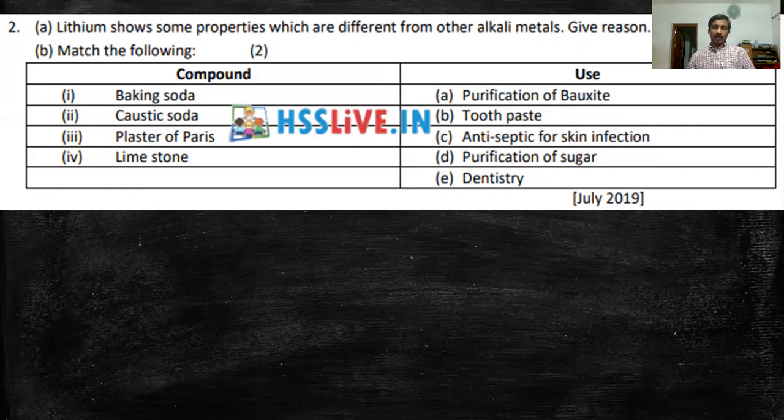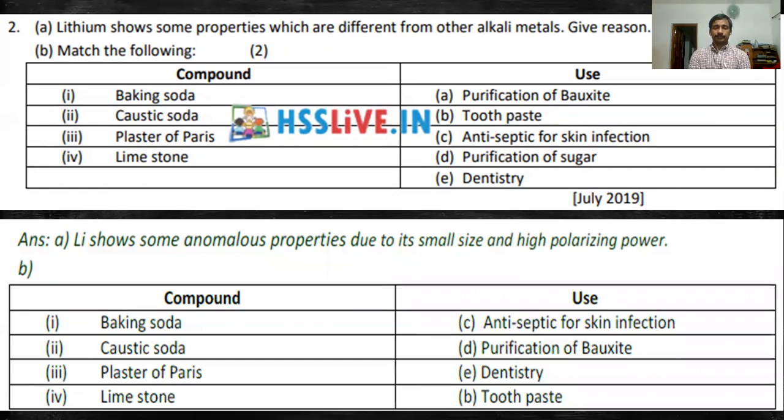Match the following. Baking soda is NaHCO3. It is an antiseptic for skin infection. Caustic soda: purification of bauxite, bauxite is treated with NaOH. Plaster of Paris: dentistry, plaster of Paris is used. Limestone is used in toothpaste. Okay, here you can see.